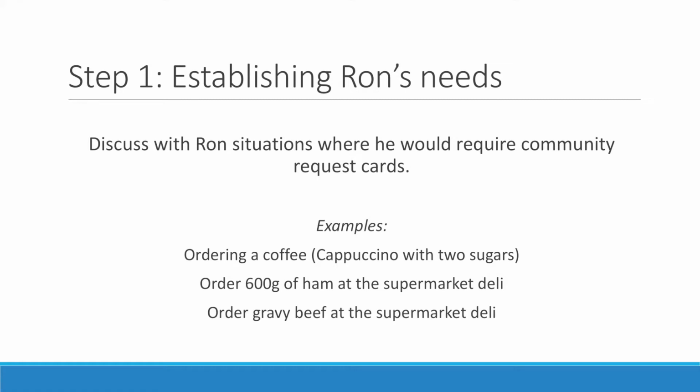Other situations that Ron may require community request cards include asking for the time, where the nearest bathroom is, how to buy a train ticket, or ordering his favorite meal at a restaurant. However, ultimately, you will need to sit down with Ron to discuss this, as he will be the one using the cards.